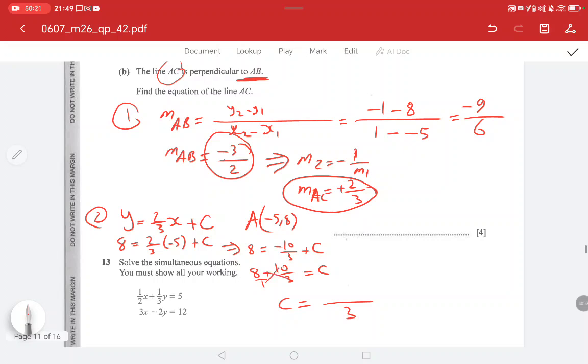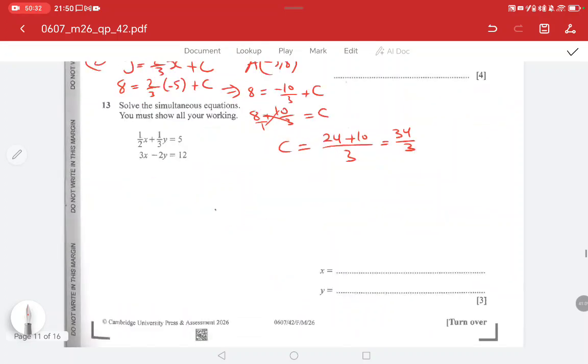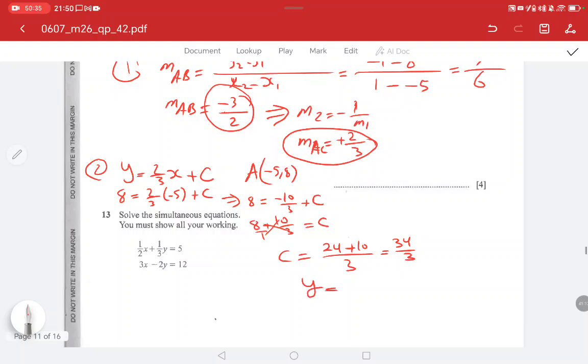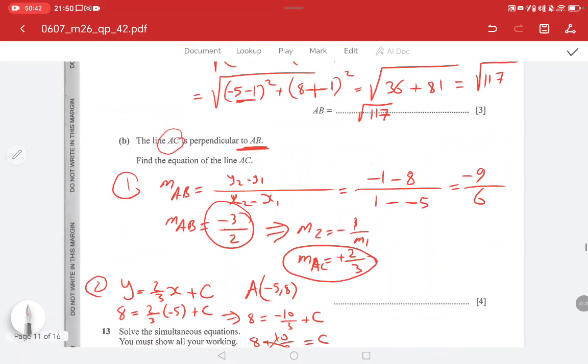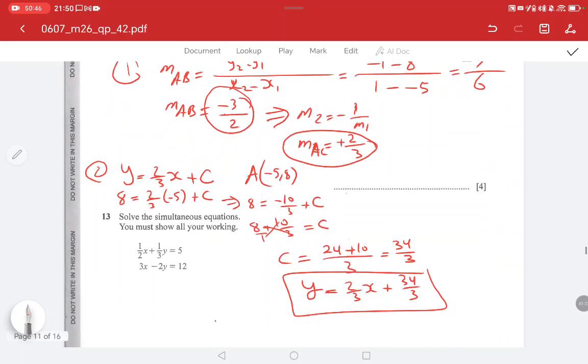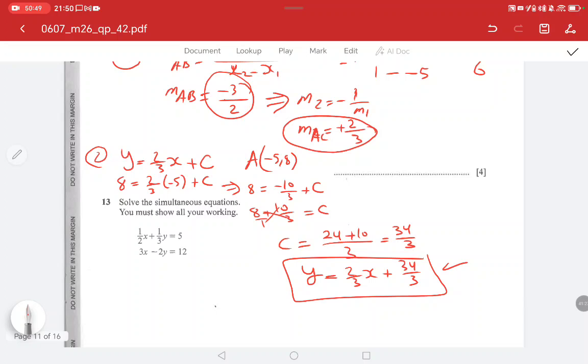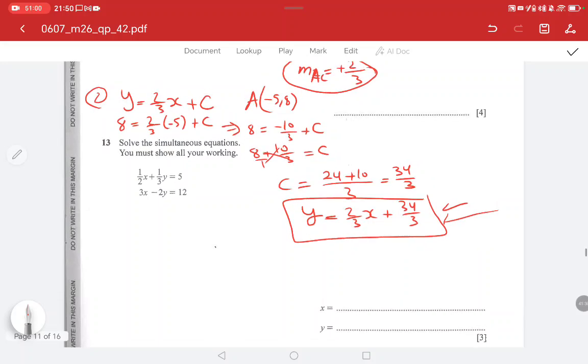So it's 24 plus 10, so it's 34/3. So the equation is y, sorry for the space, y equals 2/3x plus 34/3. I want to double check also, find the equation of the line AC. Okay, so this is the equation. Take care, in some exams, they ask you to write the final answer in a different form. In this case, this one is okay as a form. But in some questions, they may ask you to write it, for example, in the form ax plus by plus c equals 0.